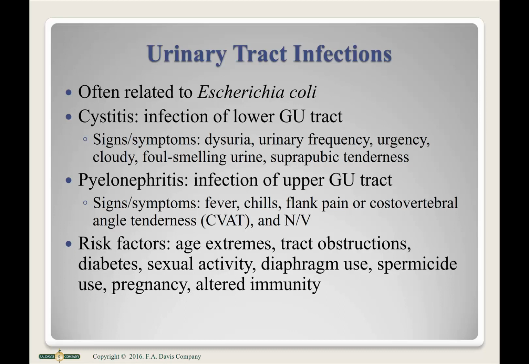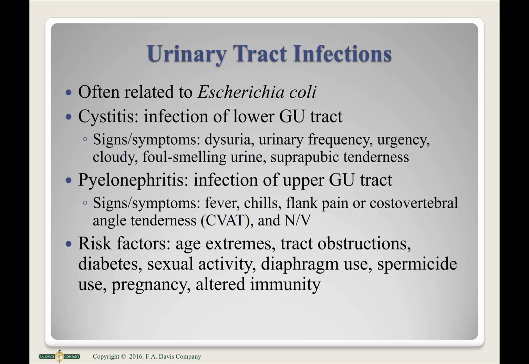Anyways, we have our upper and lower UTIs, so cystitis or bladder infections. That's the lower genital tract. Signs and symptoms, if she's having them, are dysuria, urinary frequency, urgency. Her urine can be cloudy or foul smelling. Dysuria is already there. Suprapubic tenderness.